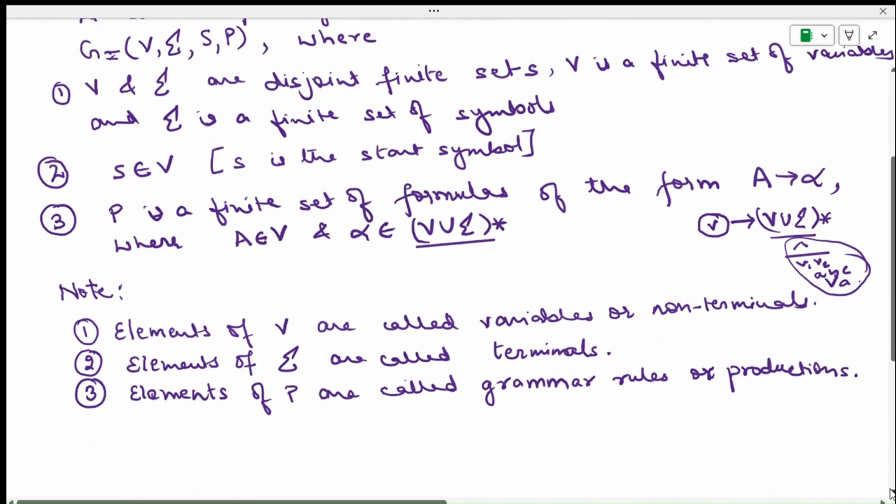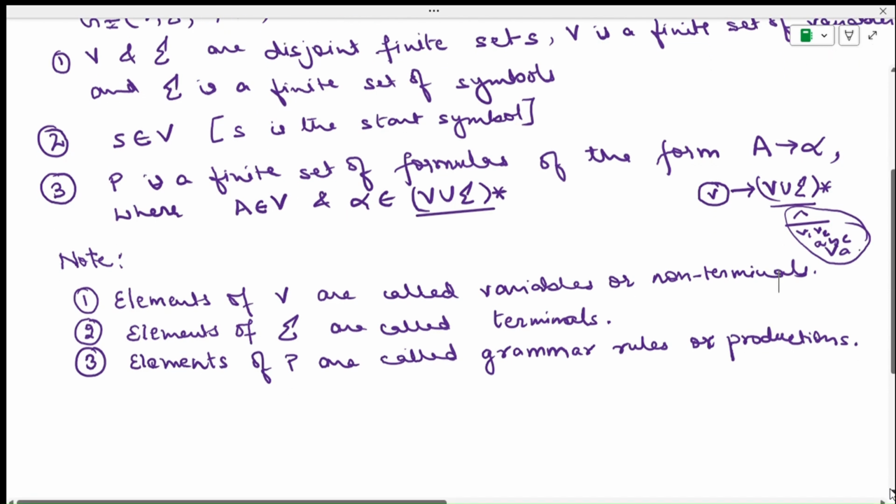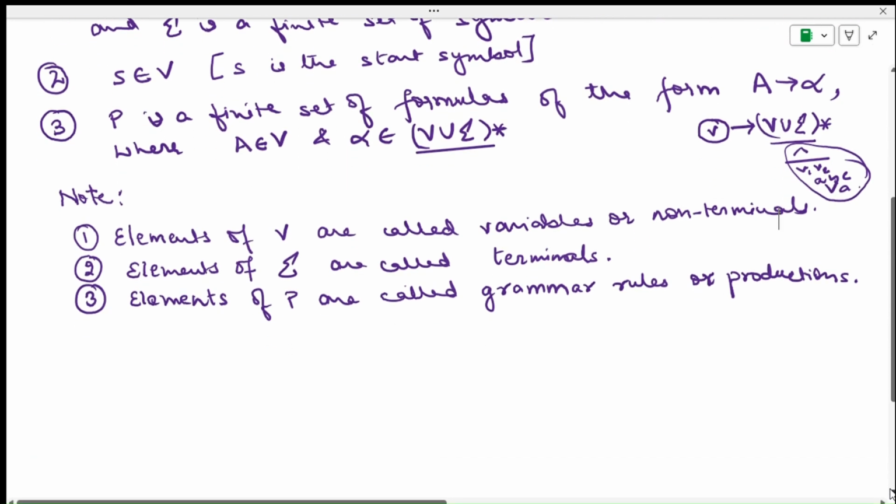Note down these points also. Variables are also called non-terminals. Sigma are called terminals. P is also called grammar rules or productions. The elements of P are called grammar rules or productions.